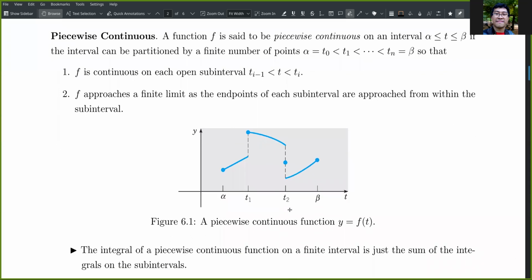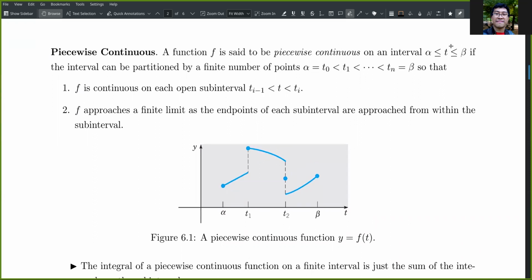Another definition. A function f is said to be piecewise continuous on an interval t between alpha and beta if the interval can be partitioned by a finite number of points, so that f is continuous on each open subinterval, and f approaches a finite limit as the endpoints of each subinterval are approached from within the subinterval.